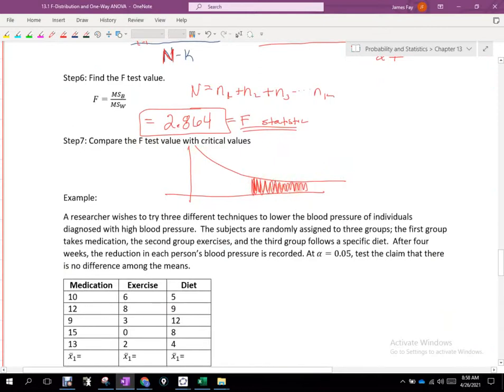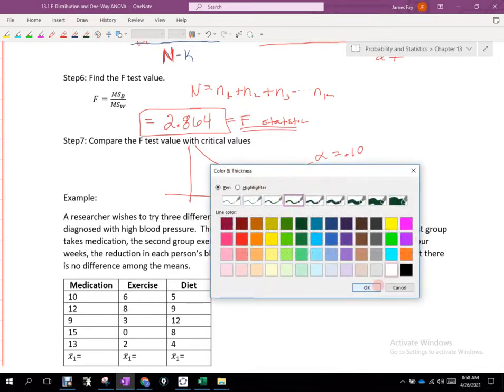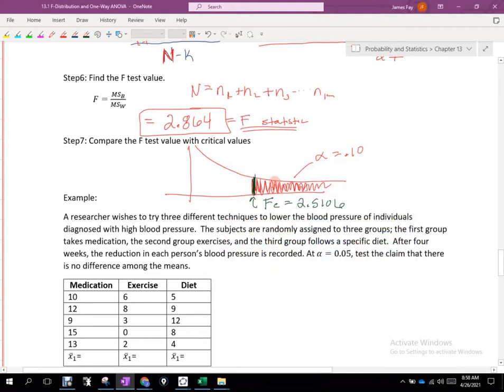Okay, that area is alpha being 10%, and it is bounded by a critical value, sometimes called F sub C, of 2.5106. Okay, that would be that value right there. Our test statistic falls to the right of that, correct? Our test statistic probably falls about right there.